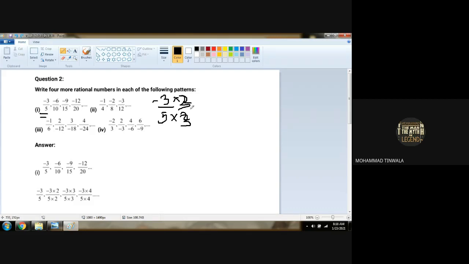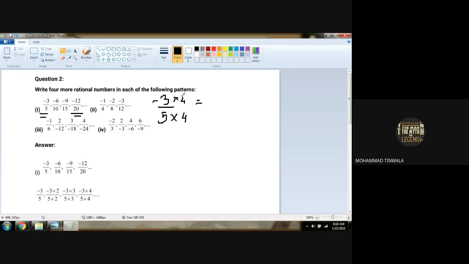Then in the same way, the pattern shows that it is multiplied by 4. So what did you get? Minus 12 upon 20. 5 4s are 20. Are you getting it?